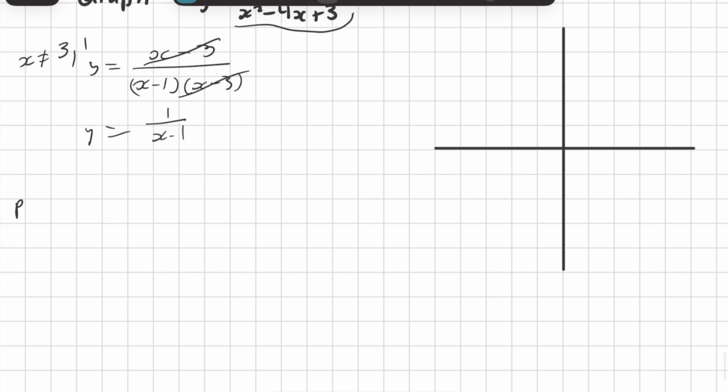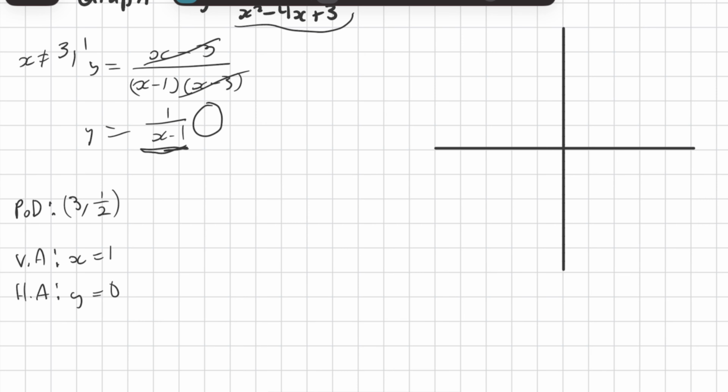So our point of discontinuity is going to be 3, comma. So let's just sub 3 into here. 1 over 3 take away 1 is 2, so it's going to be 1 over 2. We know this is a reciprocal function, so let's go ahead and find the vertical and horizontal asymptotes. So the vertical asymptote is going to come from here, so the vertical asymptote is 1, horizontal comes from here, horizontal 0. So vertical asymptote is x equals 1, horizontal is y equals 0.